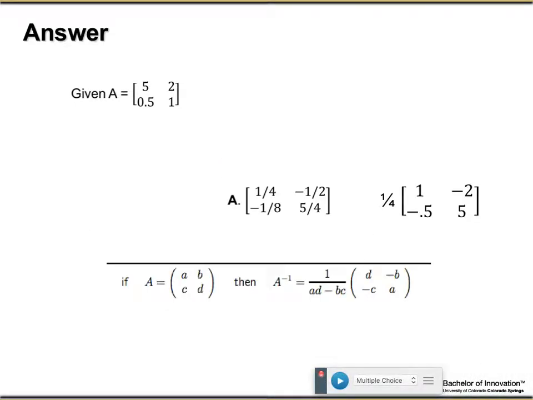The correct answer was A. Again, using the 2x2 matrix inverse formula, 1 over AD minus BC, which is the determinant, times swap A and D, negate B and C. You get that answer. You have to multiply some stuff out, but it works out to give you the right answer.